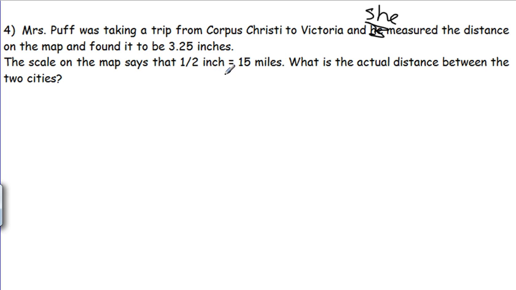Okay. Well, anytime we start talking about measuring on a map and looking at a scale, that's just another example of a proportion problem. So in this case, we're comparing, it's pretty straightforward, it's just inches as compared to miles.